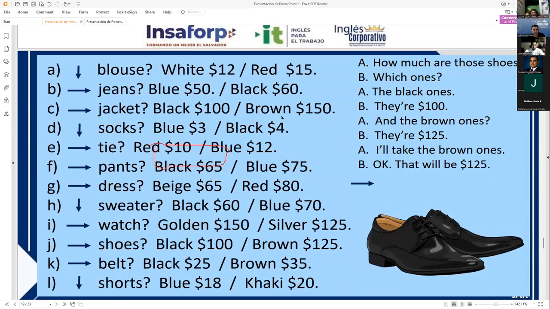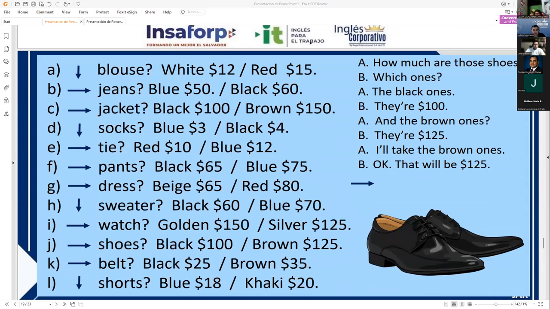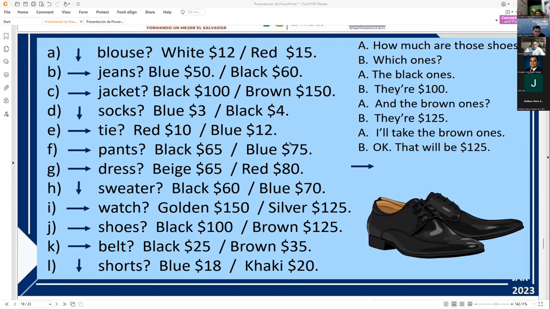Okay, before we continue with this one, we're going to practice here. Let me erase this one. We're going to practice these in groups. This blouse, those jeans, that jacket, these socks, that tie, those pants, that dress, this sweater, that watch, those shoes, that belt, those shorts.